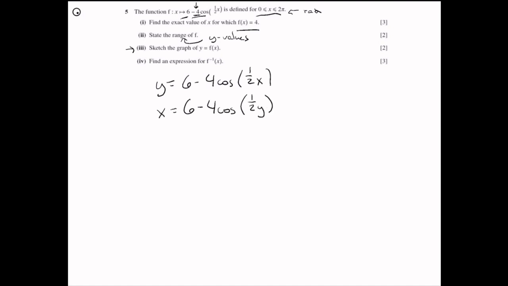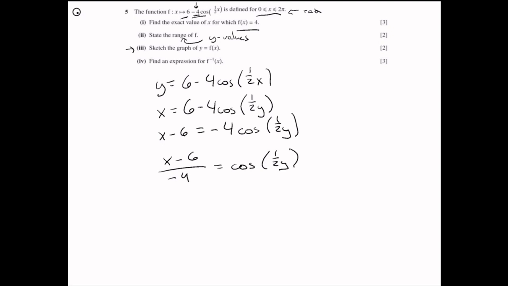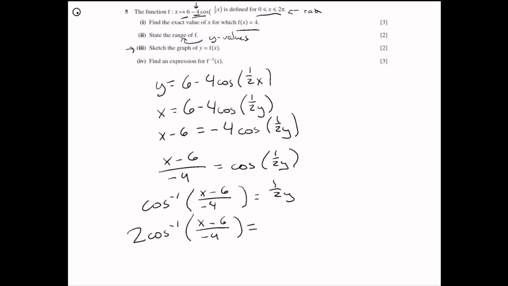So we're just going to start getting stuff to the other side. We're going to start with x minus 6. It's almost like the exact previous question we had, but we're just going to leave it in messy variable form. Then we're going to divide all this by -4. X minus 6 over -4 equals cosine of 1/2 y. We're going to take the inverse cosine on both sides, so the inverse cosine of x minus 6 over -4 equals 1/2 y. Then we're going to multiply by 2 on both sides. So we have 2 cosine -1, or the inverse cosine, x minus 6 over -4 equals y.